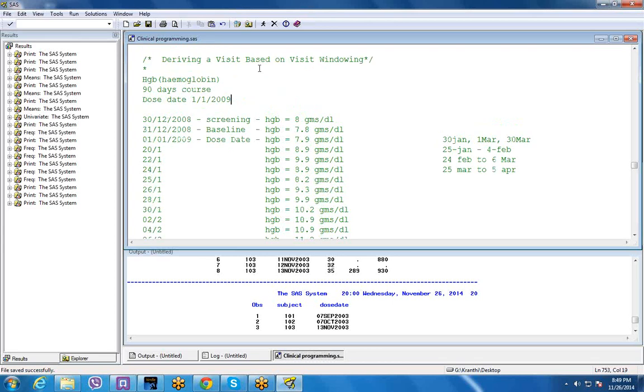The patient visited on 1st January. So 30 days later should be 30th January. Then again 30 days should be the 1st March, because February has 28 or 29 days. So 1st January, 1st March, and again the patient has to undergo the test on the 90th day, that is 30th March. So these 3 dates we have given to the patient, asking them to undergo the hemoglobin test on these days.